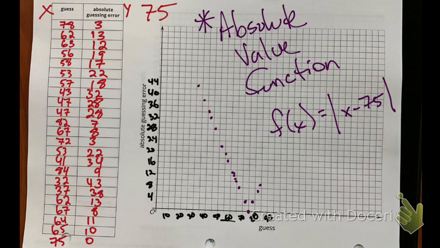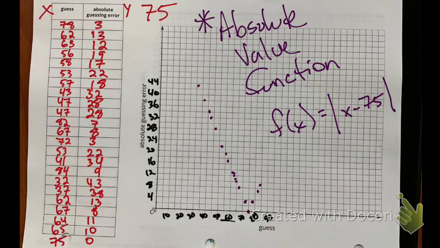Let's put the other that's 5 away. So if 80 is 5 away, so is 70. Let's put 70 into the function. 70 minus 75 is negative 5, but the absolute value of negative 5 is 5. So this function gives us the right output every time.